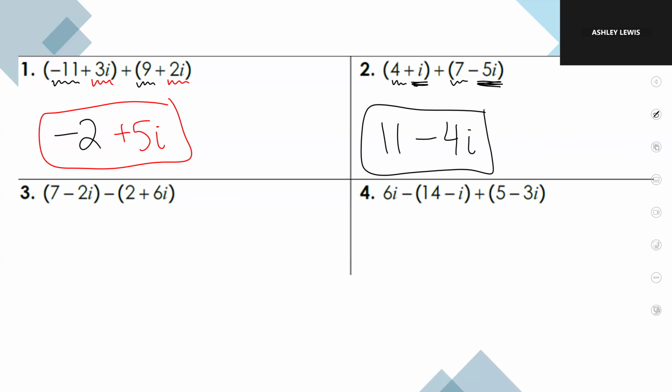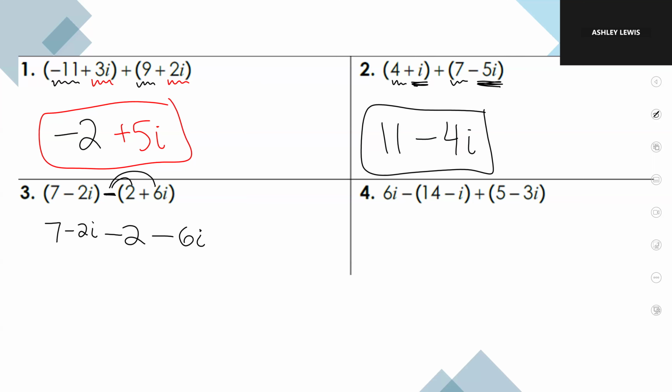Now let's do subtraction. This is where a lot of people tend to make mistakes. Whenever you have a subtraction, you have to subtract the 2 and you also subtract 6i. That subtraction symbol needs to go to both. The beginning can just come down. So this is what we have.